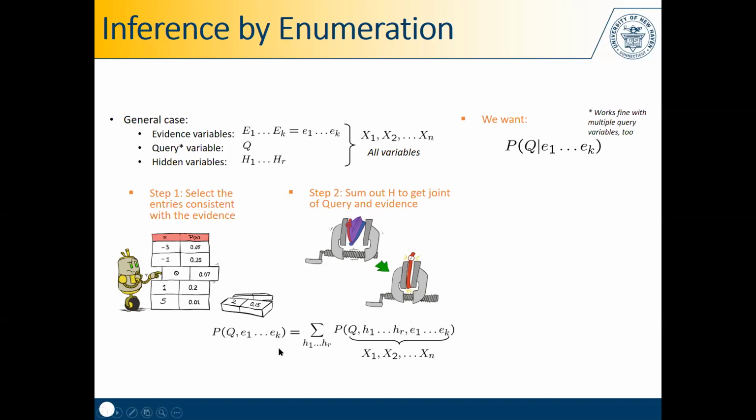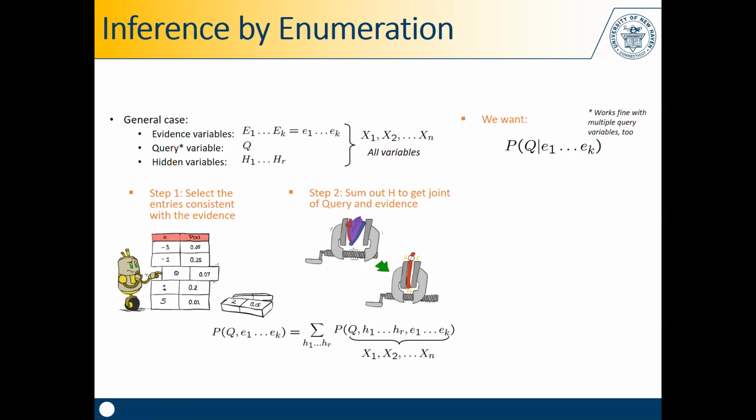So remember the joint probability distribution of Q, E1 to EK. These are evidence variables. This is the query variable that we want to reason about. We want to infer the conditional probability distribution of this variable given the pieces of evidence we've collected. It is essentially just summing the rows in the joint probability distribution table that correspond to Q and evidence over H. What does that mean?